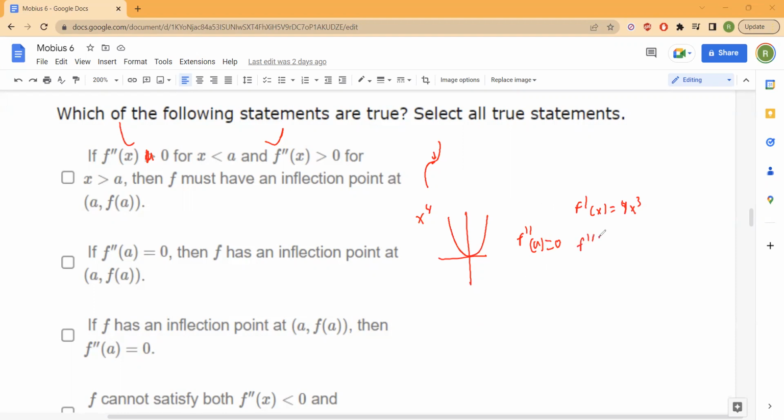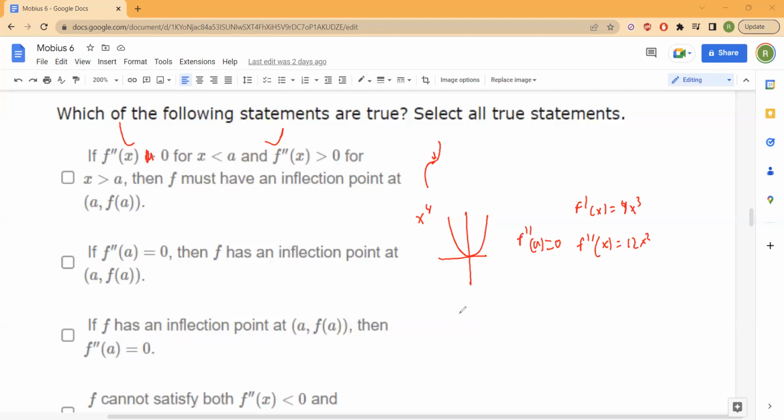But then f double prime of x is equal to 12x squared. But then what we see is that even though, again, you have a critical point at 0, that critical point isn't an inflection point. In this case, it's just a minimum. And that's why not every time you have a critical point in your second derivative do you get an inflection point. Okay, if f has an inflection point at A, then f double prime at A equals 0.